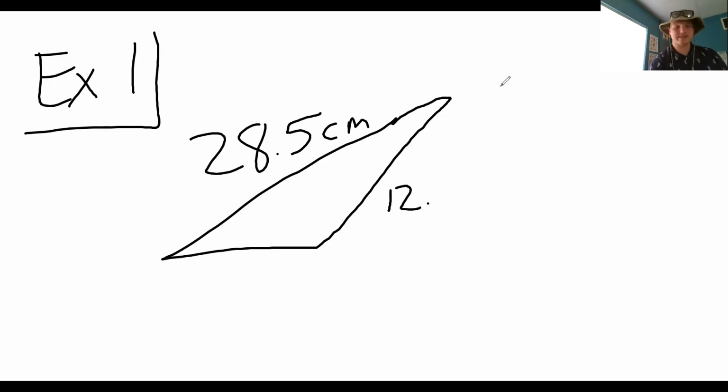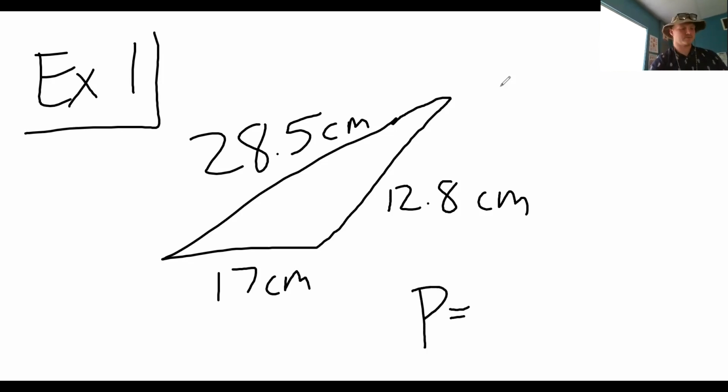So 12.8 centimeters for this side, and then I'd have 17 centimeters for this side. And no, it does not look like it is to scale. So find the perimeter of this triangle. I'm just going to use the equation that I have. I have to add up those 3 sides. So I take 17 plus 12.8 plus 28.5, and that would give me the perimeter of this triangle. So my perimeter would equal 58.3 centimeters. So I added each of those sides together. Okay. So you add 28.5, 12.8, and 17.